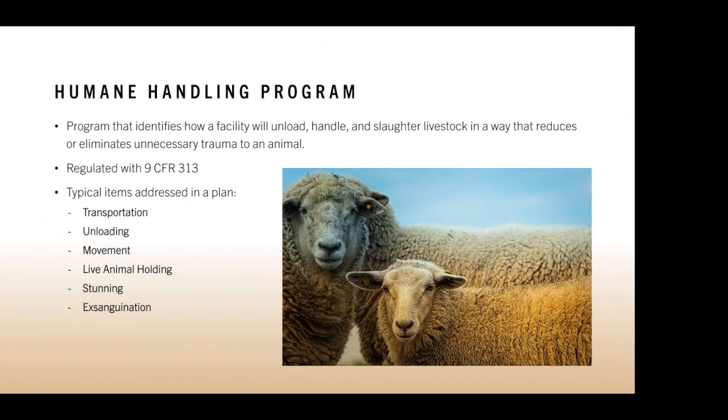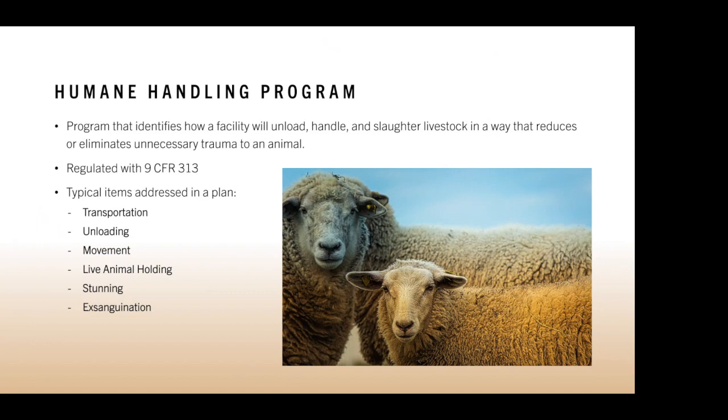Humane handling is a part of a food safety system that isn't necessarily food safety, but is still just as important in livestock slaughter facilities. The humane handling of livestock is regulated by 9 CFR 313. Typical items addressed in a humane handling program are transportation, unloading, movement, live animal holding, stunning, and exsanguination of livestock.